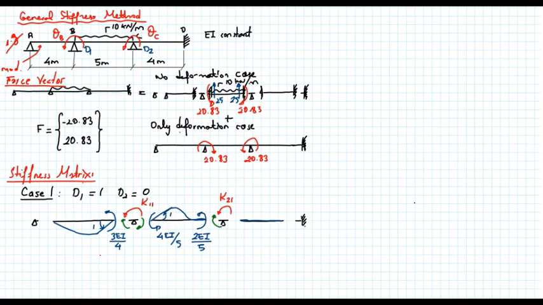And from that transfer, I obtain, let me write it here, K11 is equal to 1.55 EI. It is the summation of 3 over 4 EI plus 4 over 5 EI. And K21 is equal to 0.4 EI. Now let's work on the second case, case 2.